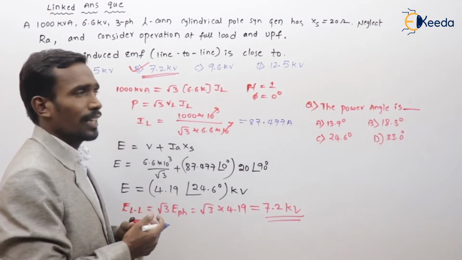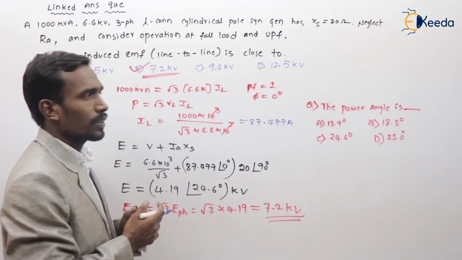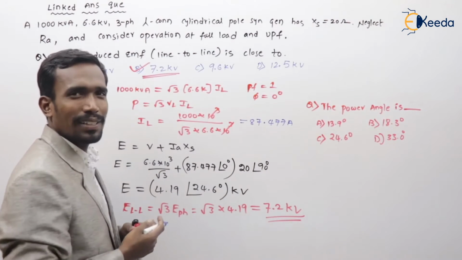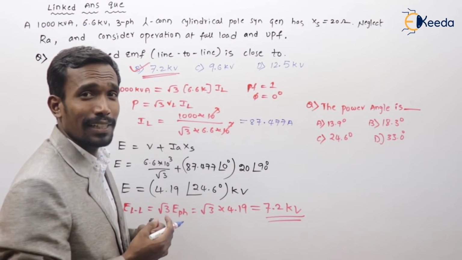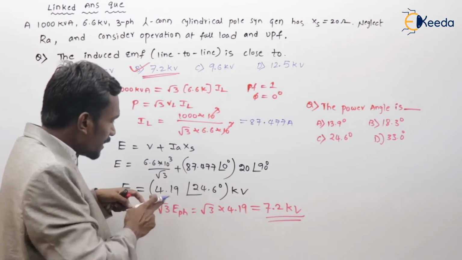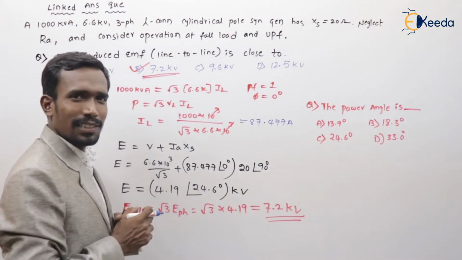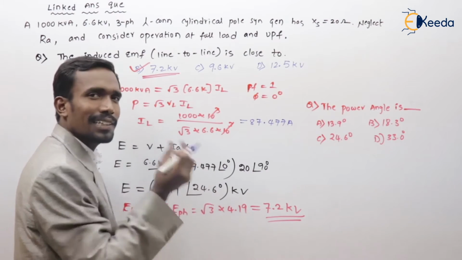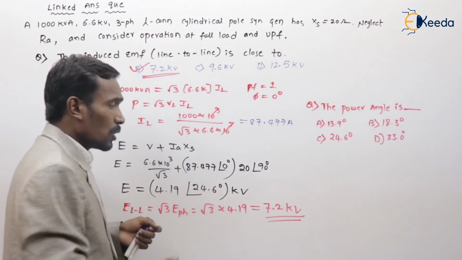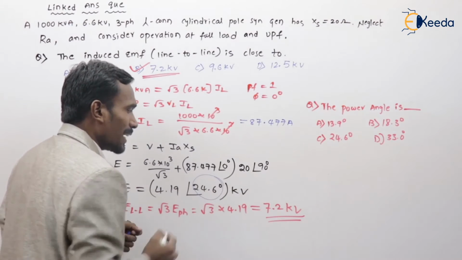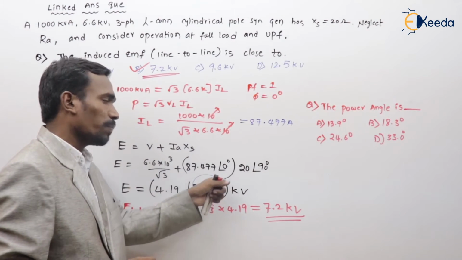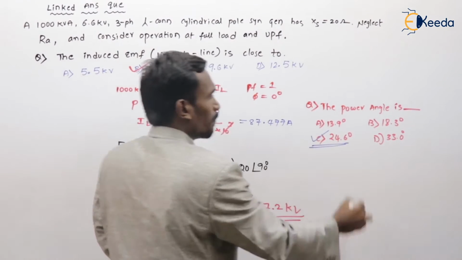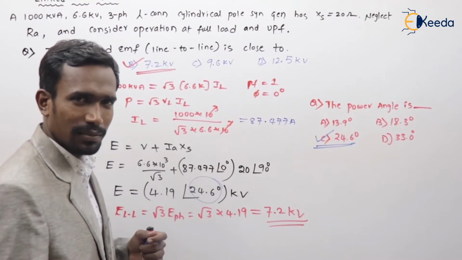Right, next question. In the linked answer question, the second question: the power angle is, very simple question, right? Generally the EMF is E at an angle delta, some delta value. So what is delta, that load angle or power angle? 24.6 degrees. So 24.6 degrees is the correct answer.